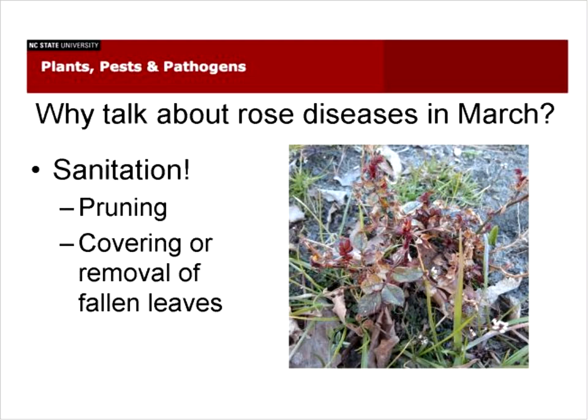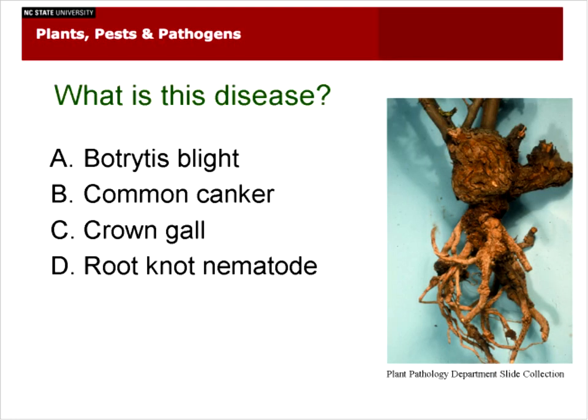That'll be the time to get rid of diseased canes that are the reservoirs for some of these canker pathogens. We also want to make sure that we remove diseased fallen leaves that are harboring fungi, or else cover them up with another layer of mulch so they don't splash up onto the foliage. Let's start out with this disease, though. Again, the poll here, is this picturing botrytis blight, common canker, crown gall, or root knot nematode?